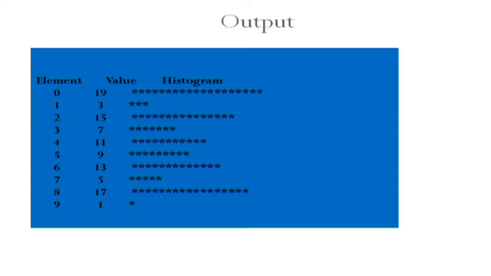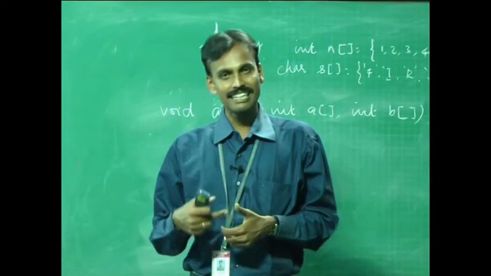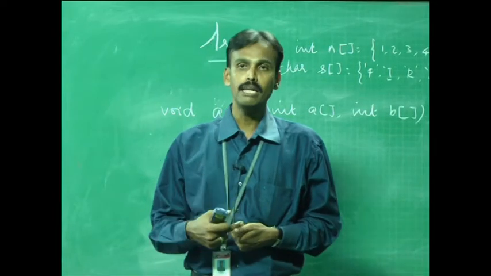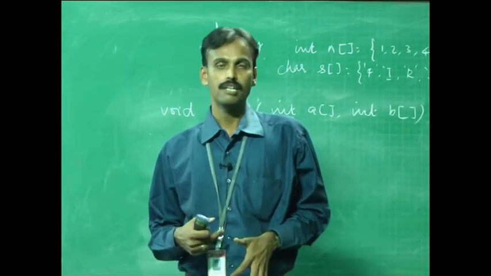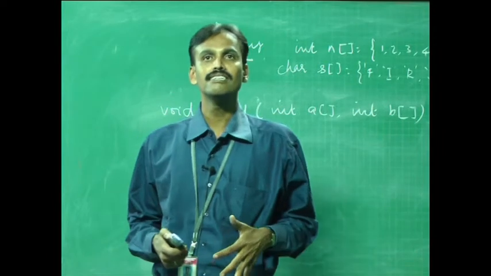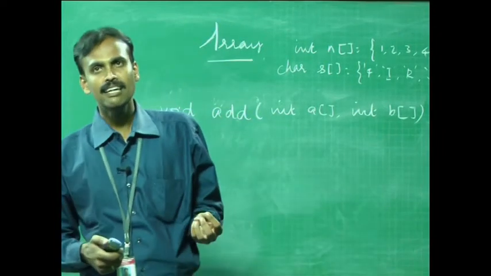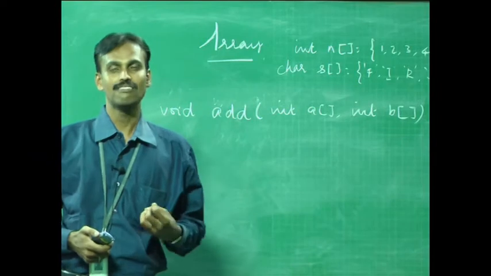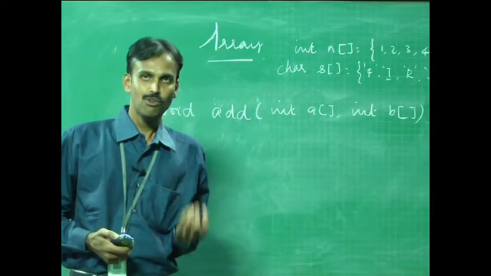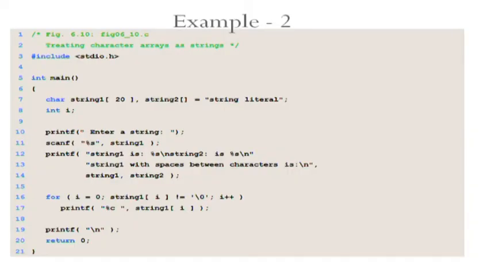Then let us look at another sample array program where an array behaves like a string. Here we will see how to initialize strings, how to print strings, how to define a loop, how to print characters individually, how to have an input string and how to have it printed out. Now this is a program that treats characters in an array as a string. As usual, we have the standard input and output header file included.